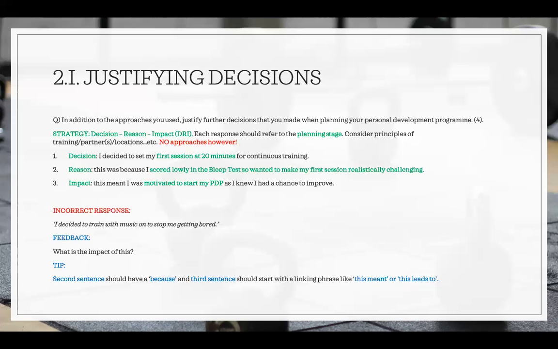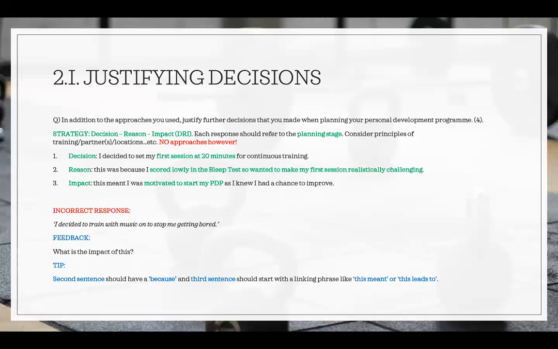Sentence one, give the decision. So for example, I decided to set my first session at 20 minutes for continuous training. So that's the decision they've given. Okay, sentence two, the R, reason. Give me a reason why you've decided that. Why are you planning this? Well, the reason for this was because I scored lowly in the bleep test, so I just wanted to make my first session realistically challenging for me.